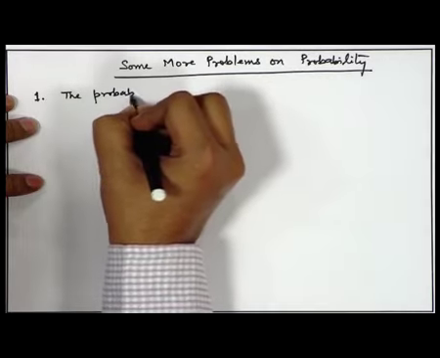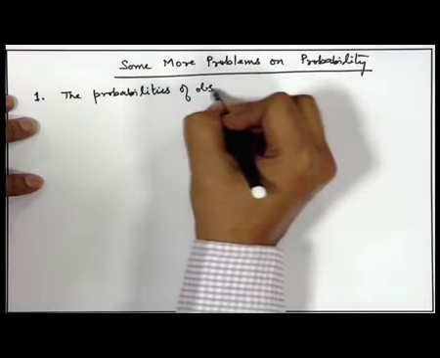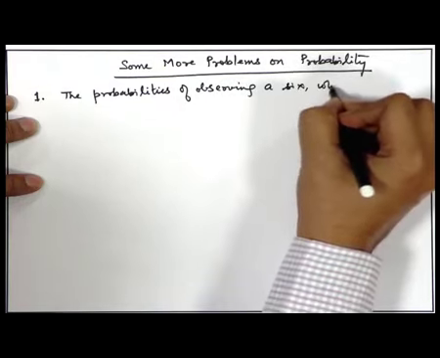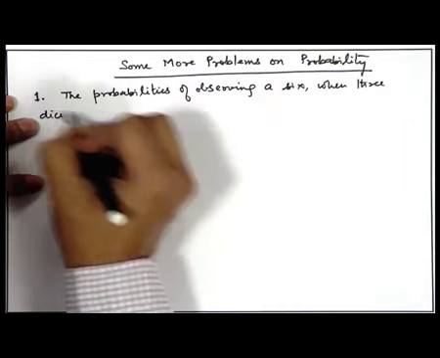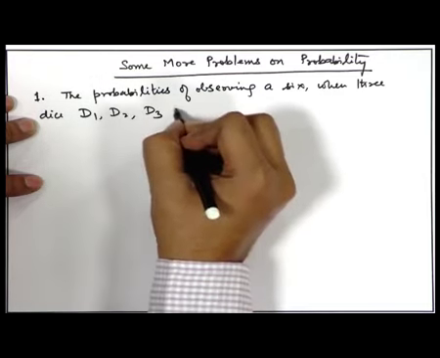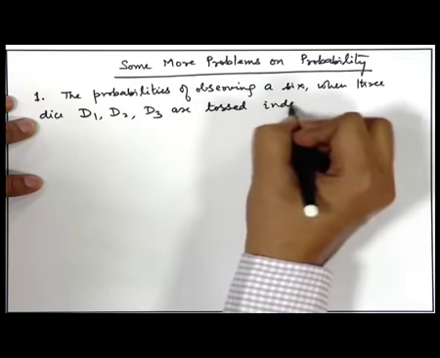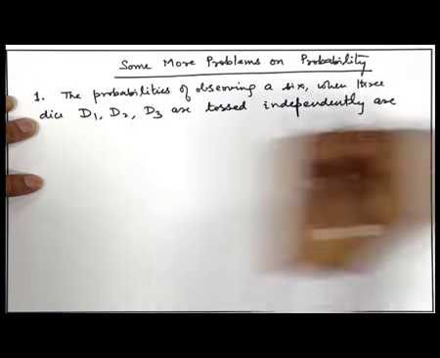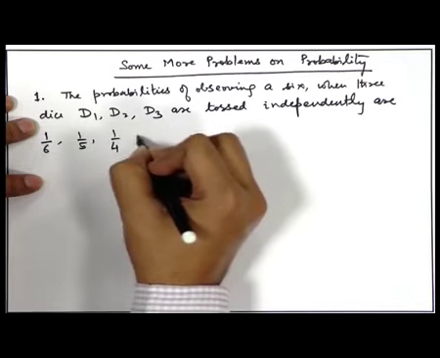The probabilities of observing a 6 when 3 dice, let me name them D1, D2, D3, are tossed independently are 1 by 6, 1 by 5, 1 by 4 respectively.